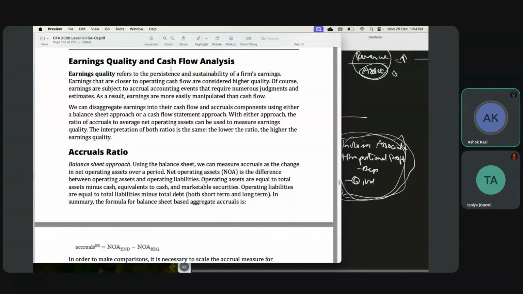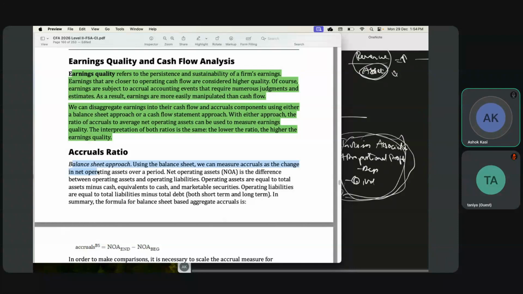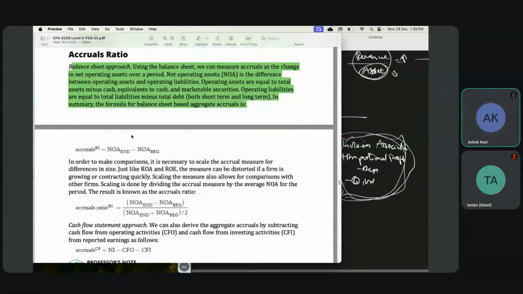The next is earning quality and cash flow analysis. This is again a common thing only. You can quickly read all this, even this also. This is a self-reading one only. Now, from the accruals ratio point of view, the keyword here is operating assets.